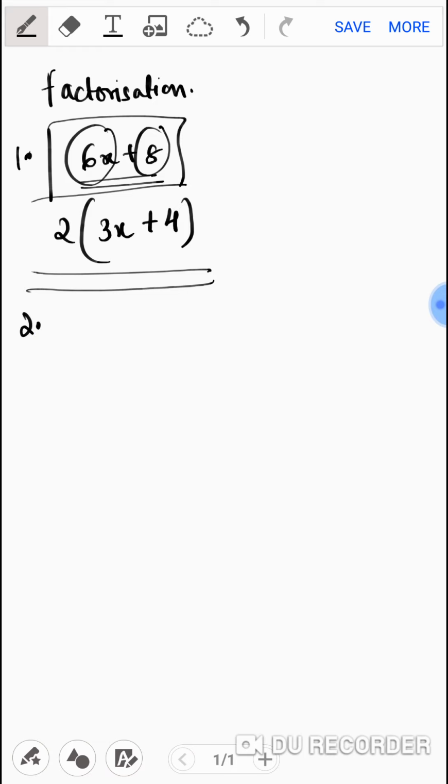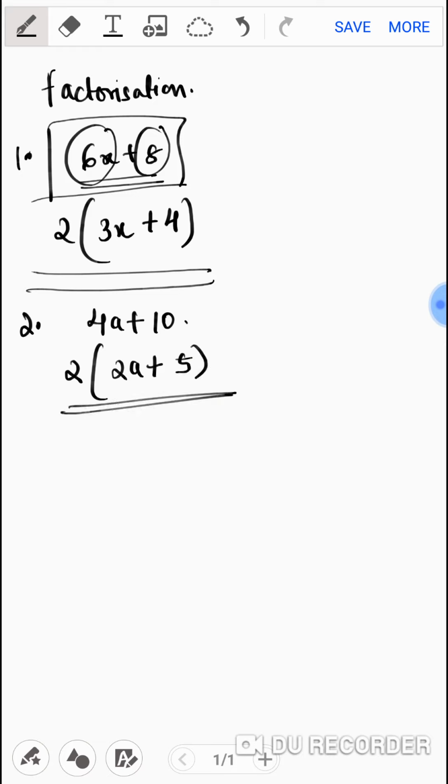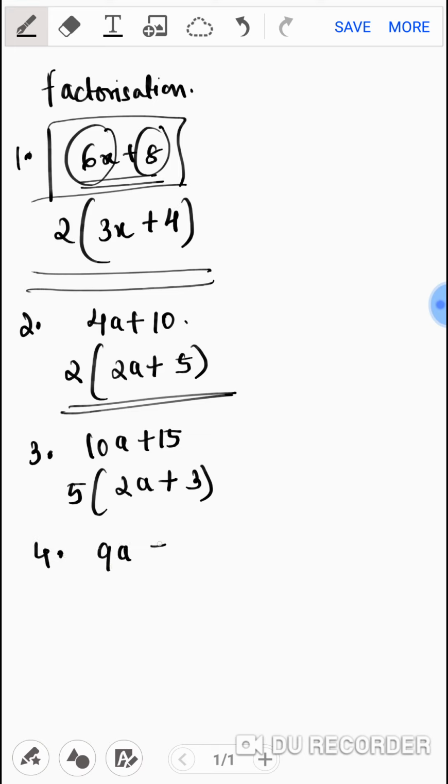I'll jump on to problem number 2, and that says 4a plus 10. Yes, my dear kids, you can take 2 common and it will be 2a plus 5. This is factorization. Number 3, 10a plus 15. You can take 5, so inside will be 2a plus 3. Fourth, 9a plus 21. My dear kids, you can take 3 and inside will be 3a plus 7. Like this, you have to factorize all.